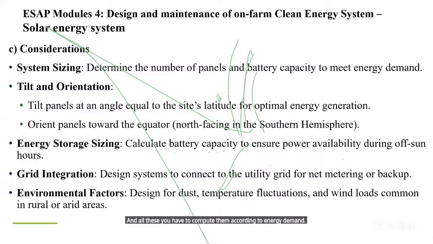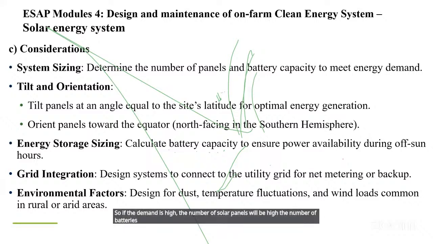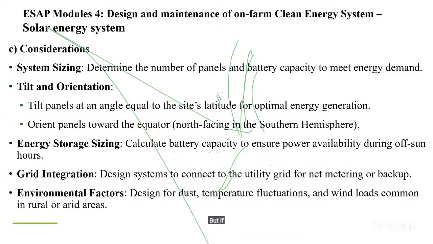So if the demand is high, the number of solar panels should be high, and the number of batteries should also increase. But if the demand is very low, the number of batteries and panels will be taken accordingly. And remember, when you are in a region where the sunshine is not too high, you can also increase the number of solar panels.